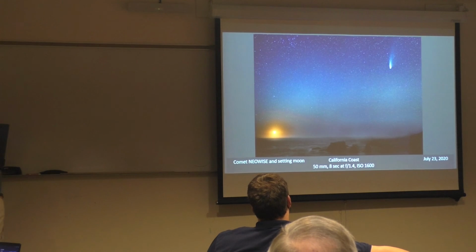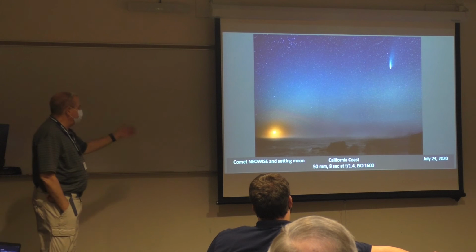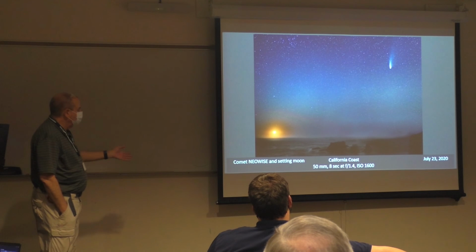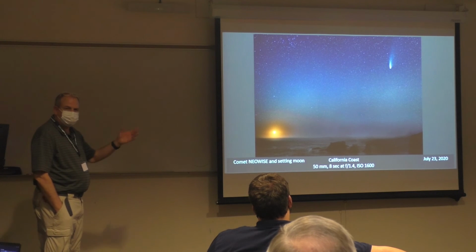This one is just a shot of the comet with the setting crescent moon off the California coast with some rocks in the foreground, you know, some stones.